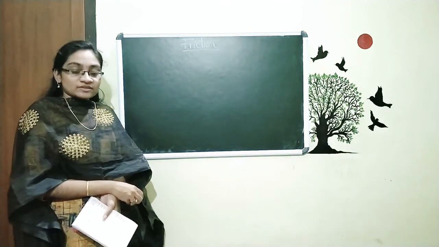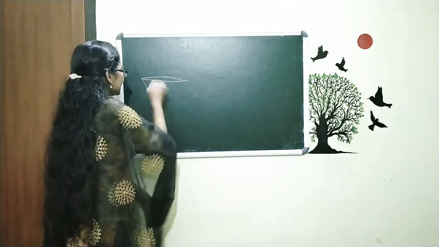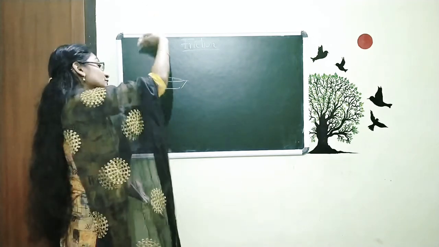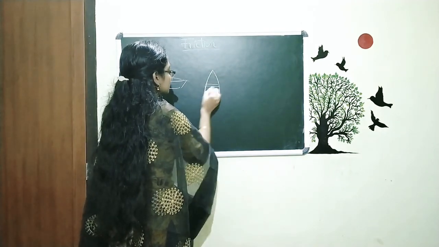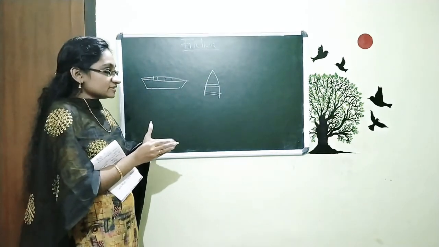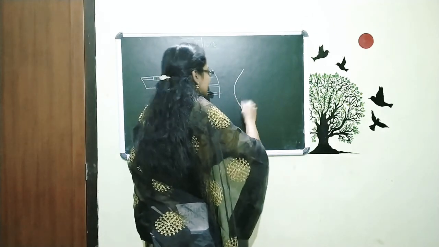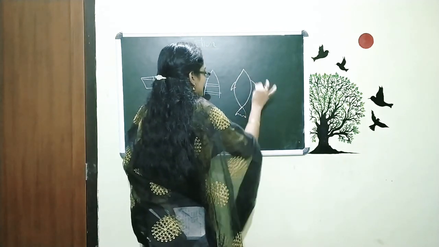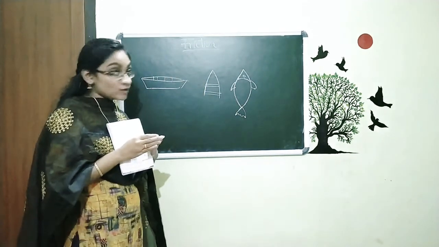The first case is a boat traveling through water. You can see that it has a certain shape. When we look from the top, that is the top view, the boat has a shape like this. And when we look at the fish, it also has a certain type of shape. Here also you can see a conical shape.